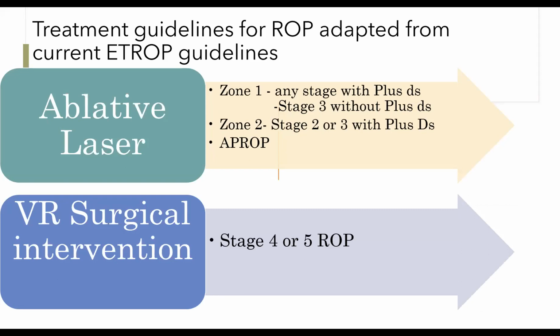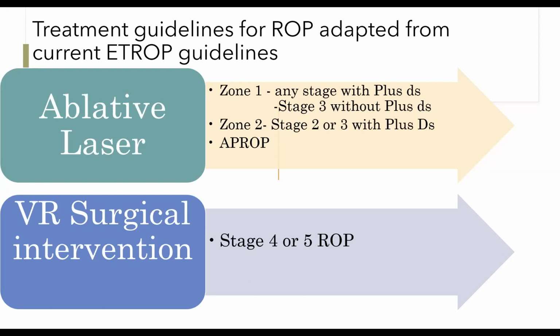Initially, before 2010, I suppose, there were only 2 treatment modalities. One was the laser, which was done for stage 3, and once the baby goes into stage 4, you need a surgical intervention. Any baby who is in zone 1 with any stage with a plus disease needs a treatment. Any baby in zone 2 with stage 2 or 3 with plus disease needs a treatment.